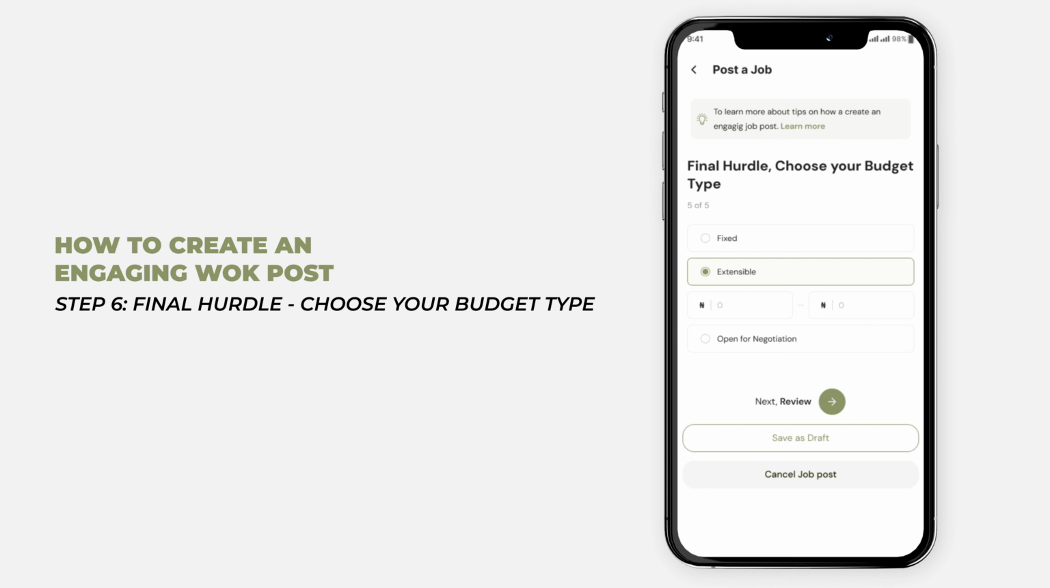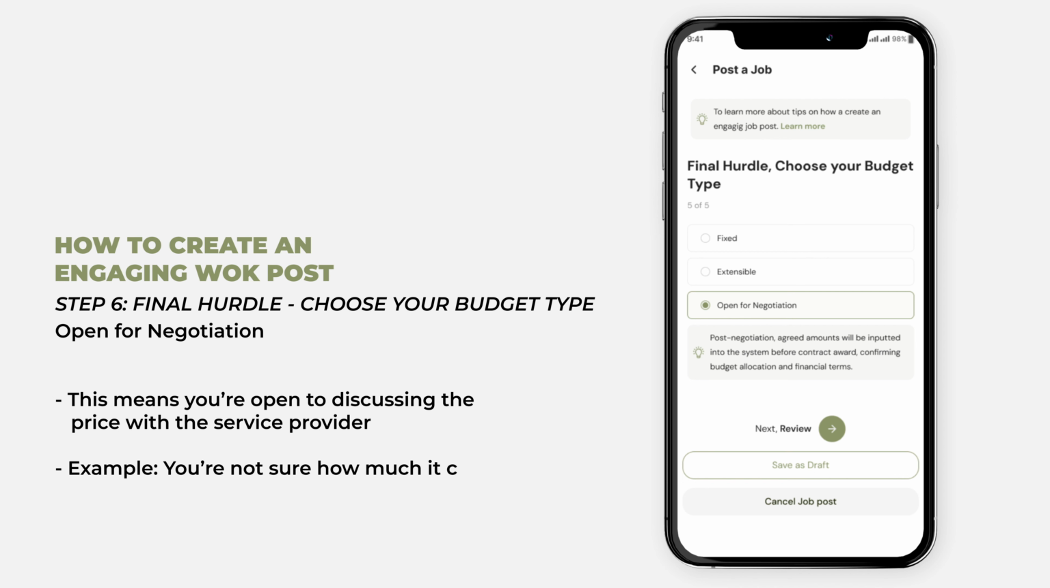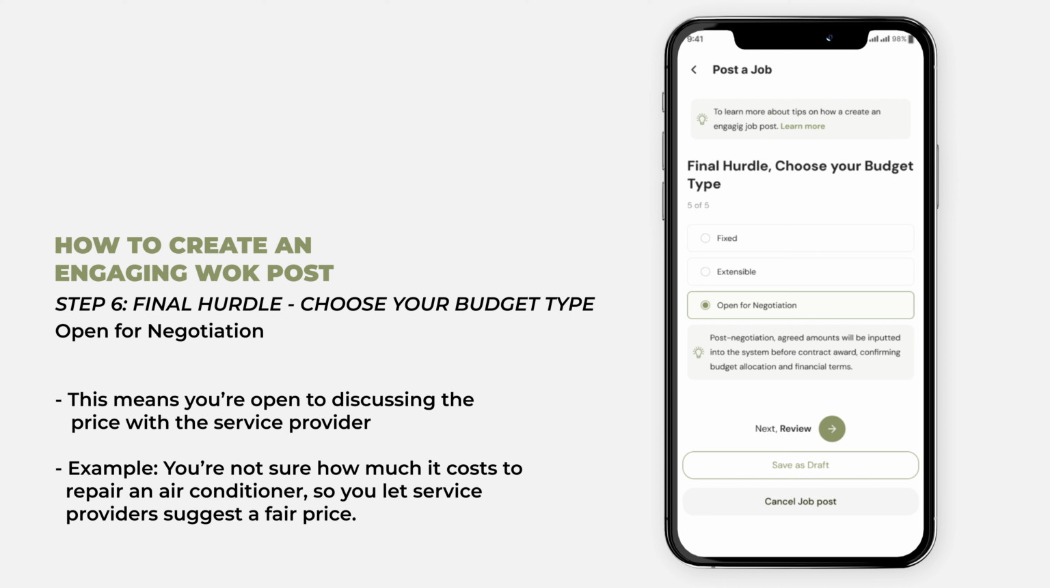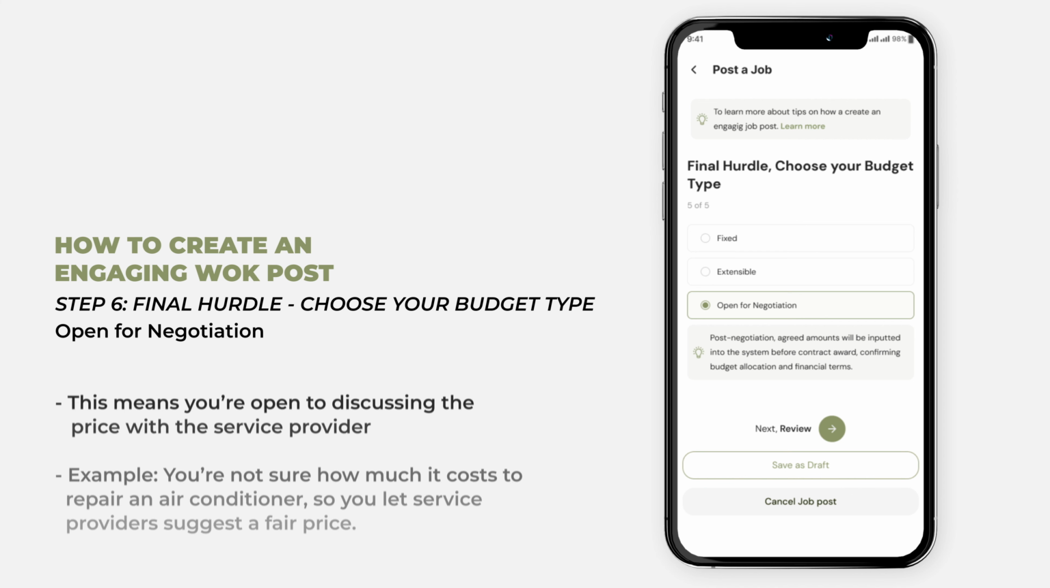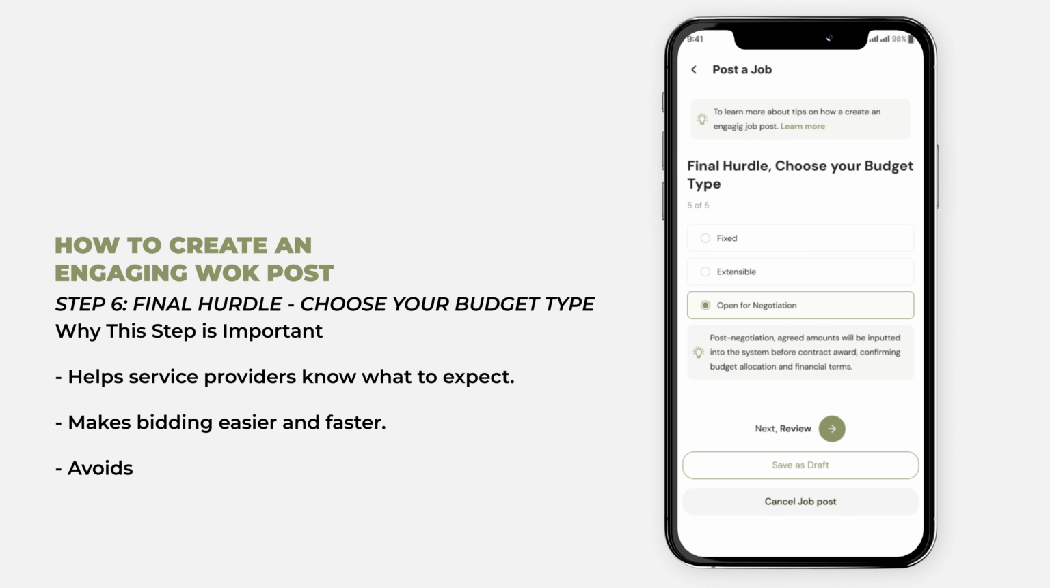The third budget type is the open for negotiation. This means you're open to discussing the price with the service providers. Example, you're not sure how much it costs to repair an air conditioner, so you let the service provider suggest a fair price. Now, this step is very important because it helps service providers know what to expect and makes bidding easier and faster. It also avoids misunderstandings about payments.